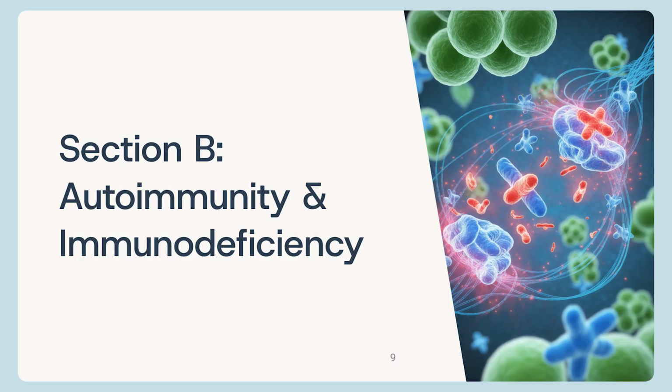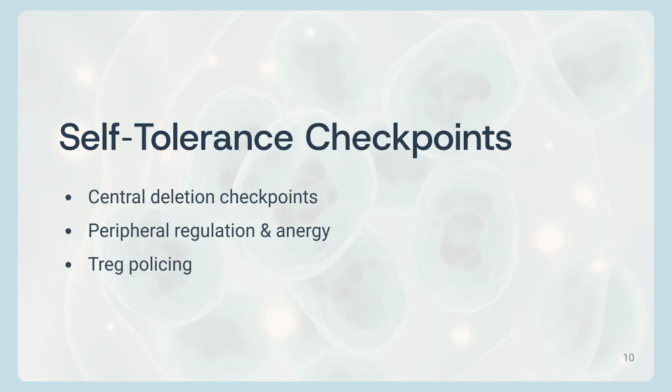Now, let's move on to the next key area, autoimmunity and immunodeficiency. We'll talk about how your immune system normally maintains tolerance to your own tissues and what happens when that tolerance breaks down. Your immune system usually protects you by recognizing foreign invaders without attacking your own cells. So, this ability is called self tolerance. Your body ensures self tolerance through multiple checkpoints.